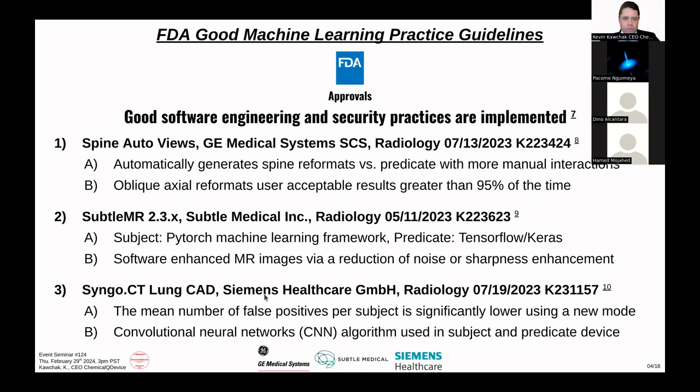And then the last one here on this first page is Siemens Healthcare. So you'll see that the mean number of false positives per subject is significantly lower using a new mode. These I grouped together, and it uses a convolutional neural network under good software engineering. So again, they don't always go through 1 through 10 in a new approval and say this, this, this, and this. You have to find them.